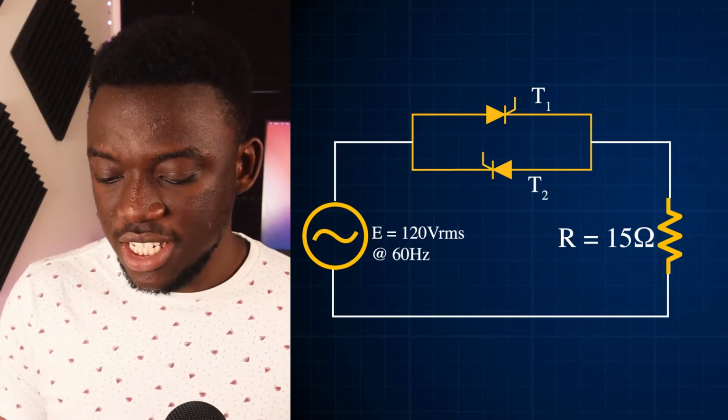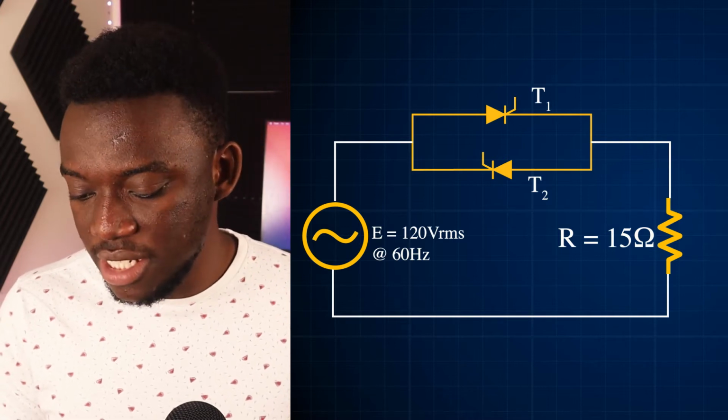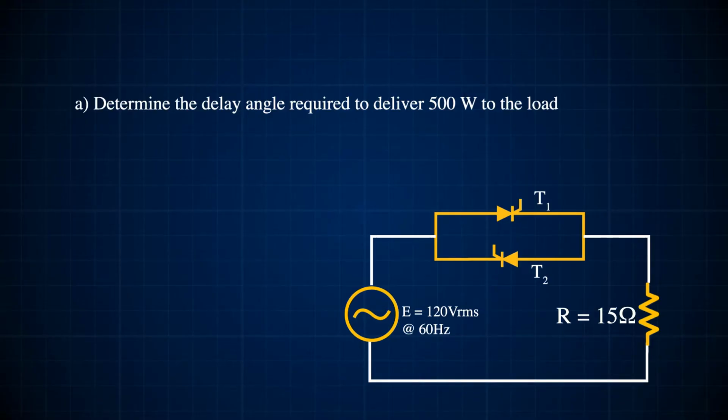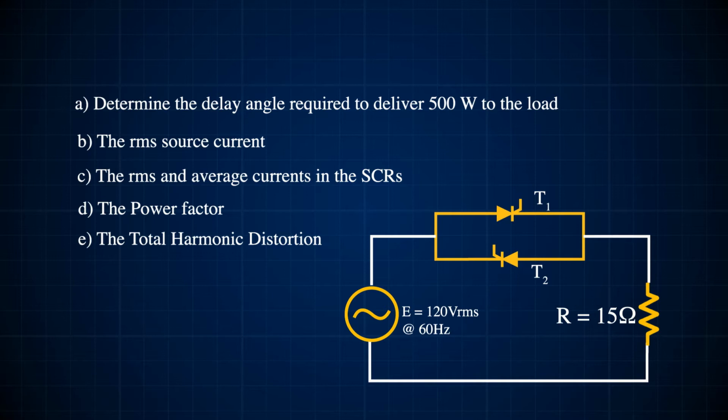Okay, so now let's take a look at the question. The single phase AC voltage controller shown on your screen has a 120 volt RMS 60 Hz source. The load resistance is 15 ohms. Determine A, the delay angle required to deliver 500 watts to the load. B, the RMS source current. C, the RMS and average current in the SCRs or the thyristors. D, the power factor. E, the total harmonic distortion of the source current.